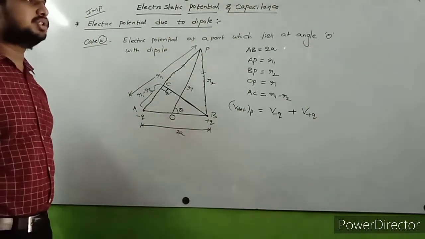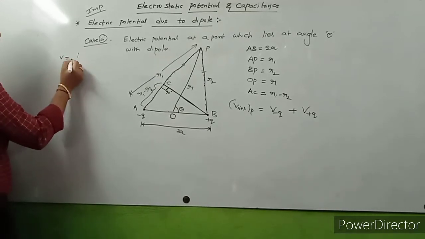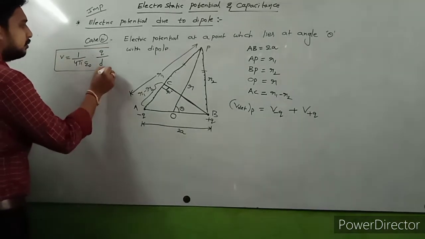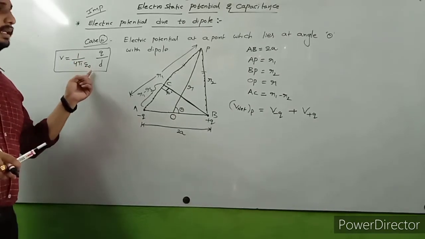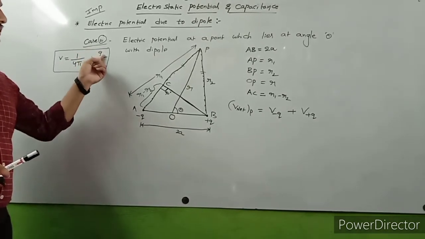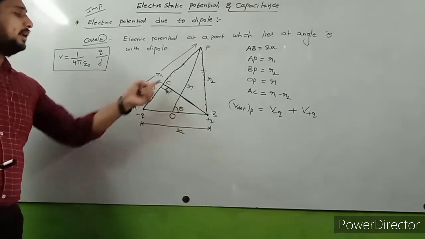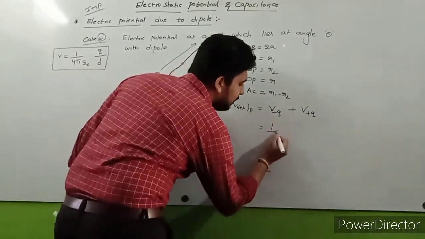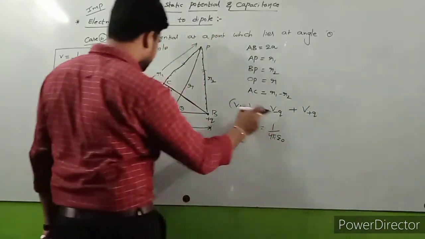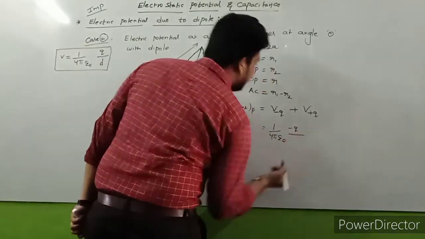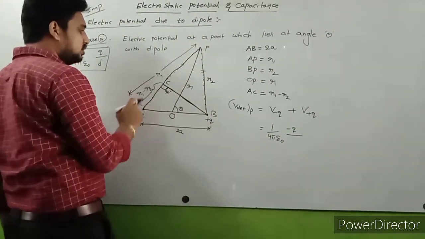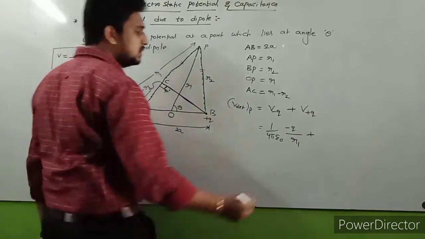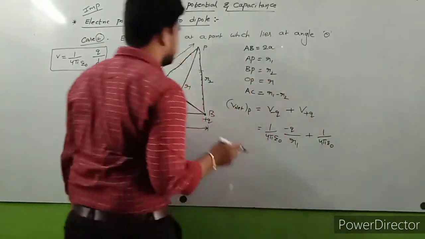What is the potential due to the minus Q charge? You know the potential formula: V is equal to 1 by 4 pi epsilon naught into Q by D. This is the general formula for electric potential due to a point charge, where Q is the charge and D is the distance from the point to the charge. For the minus Q charge, that is 1 by 4 pi epsilon naught into minus Q by R1. Next, for the plus Q charge, that is 1 by 4 pi epsilon naught, and the charge here is plus Q.